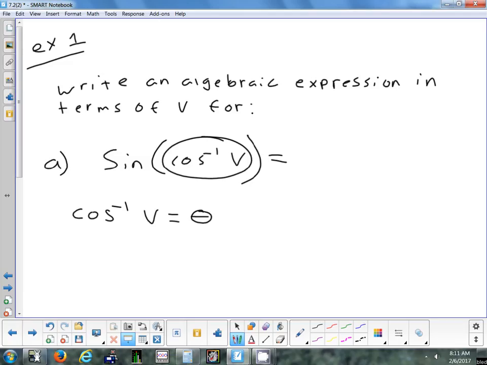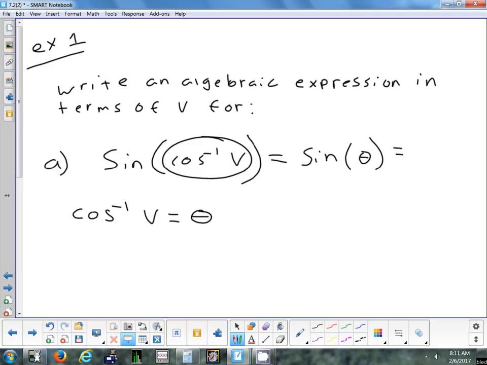Any questions on that? So really, what I'm going to be looking for, once I draw a picture, is the sine of theta. Theta is all this stuff I circled, inverse cosine v. So now we need to make a picture of inverse cosine v equals theta.